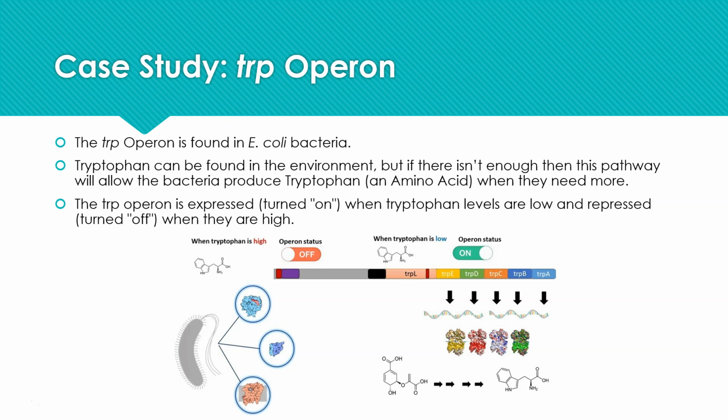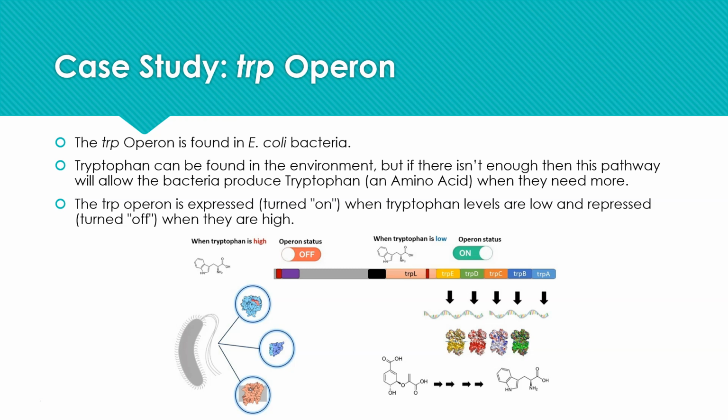It's an amino acid you can find in your environment, but if there isn't enough in the environment for bacteria, for E. coli specifically, they are actually able to make tryptophan. They have the genes that will produce proteins, and the proteins working together are able to replenish this amino acid if the cell needs it, because there would be none in the environment.